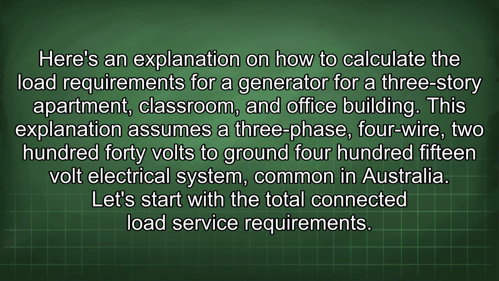Here's an explanation on how to calculate the load requirements for a generator for a 3-story apartment, classroom, and office building. This explanation assumes a 3-phase, 4-wire, 240 volts to ground 415 volts electrical system, common in Australia. Let's start with the total connected load service requirements.